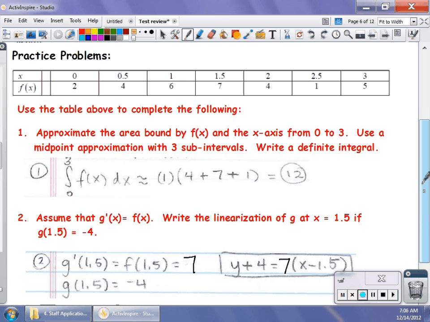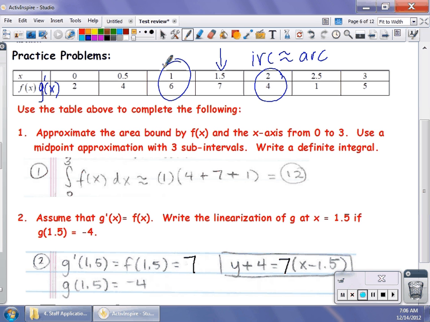Remember, we already said that f of x is g prime of x, and we want to estimate the second derivative at 1.5. This is a table of values of first derivatives, so we're going to estimate the instantaneous rate of change. We're going to estimate the instantaneous rate of change by approximating with the average rate of change. So we're going to choose one value above and one value below and simply do good old-fashioned slope.